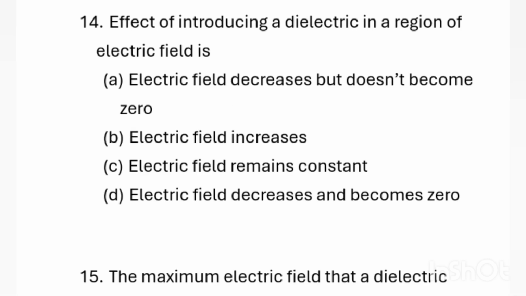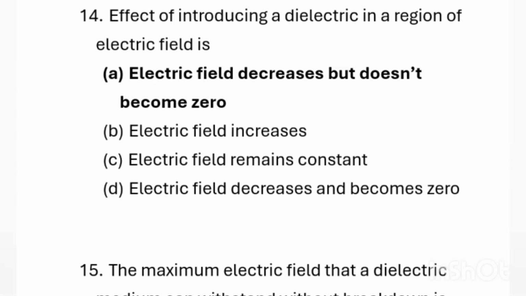Question number 14. Effect of introducing a dielectric in a region of electric field is option A, electric field decreases but does not become zero. Option B, electric field increases. Option C, electric field remains constant. Option D, electric field decreases and becomes zero. Here the correct answer is option A, electric field decreases but does not become zero.